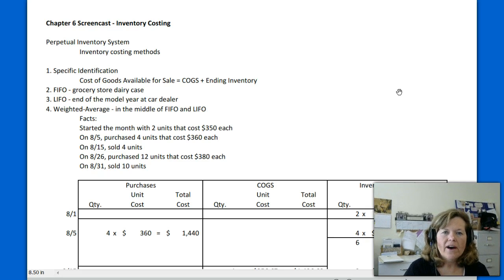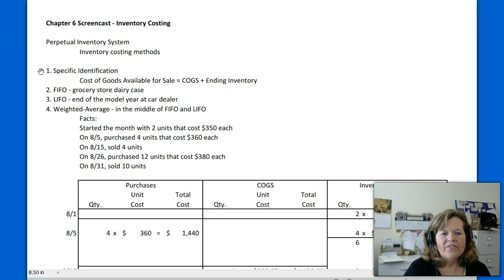Okay, so with that in mind, I thought it would be helpful to review the inventory costing methods and focus on one of the methods that is the most difficult, I think, as far as calculations go. So let's just briefly discuss the four types of methods you'll see in this chapter. The first is called specific identification. And specific identification means that we specifically identify each individual inventory item.